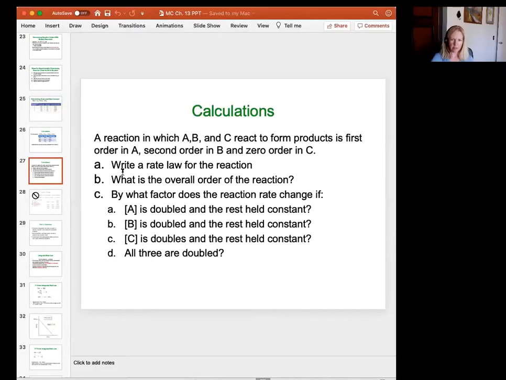Before we get there, I just wanted to review a little from part 2. Consider a chemical reaction with 3 reactants, reactant A, reactant B, and reactant C, forming products. I'm first order in A, second order in B, and 0 order in C. Write the rate law for this reaction.